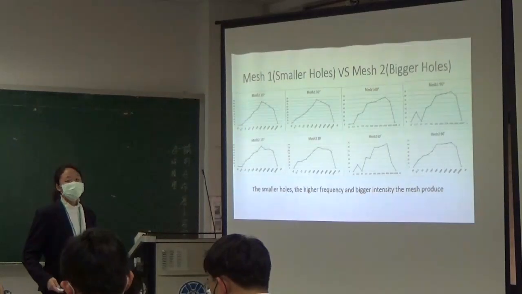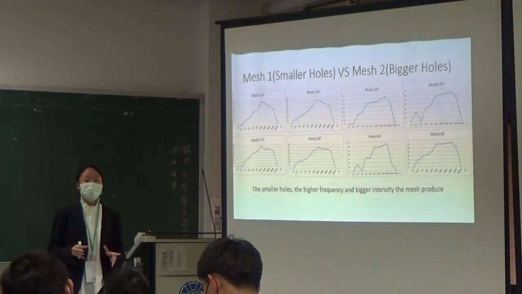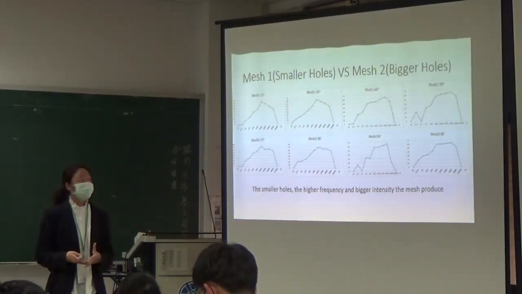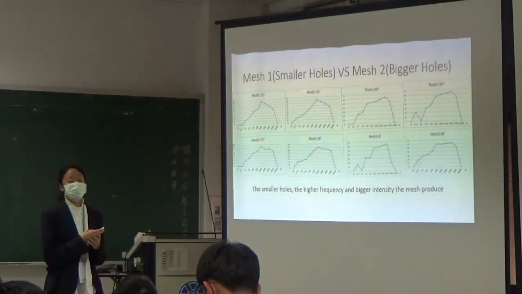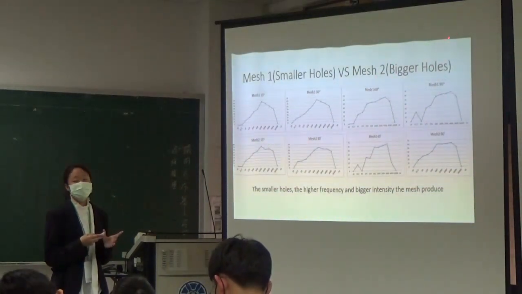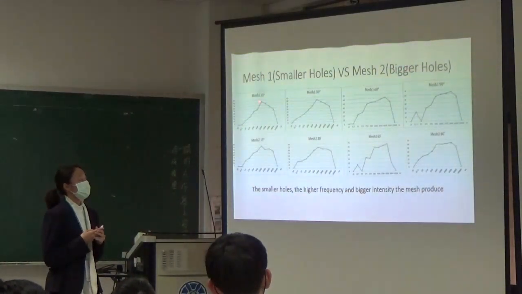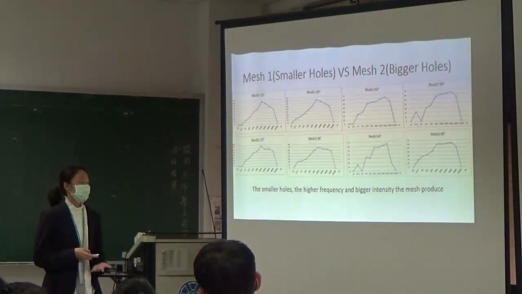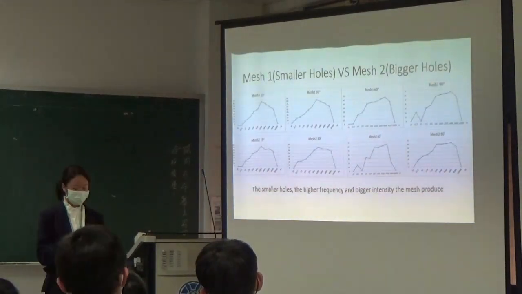And then I also want to discuss how the properties of each mesh affect the frequency and intensity of the sound. For information, mesh 1 has smaller holes, which are 0.02 centimeters each, and mesh 2 has bigger holes, which are 0.03 centimeters. Comparing the peaks of each, we also see that the smaller the holes, the higher the frequency and bigger the intensity the mesh produces.